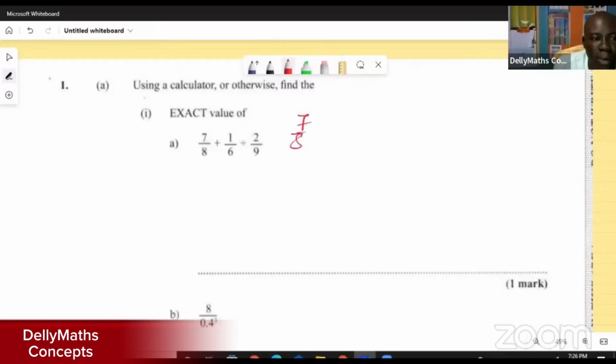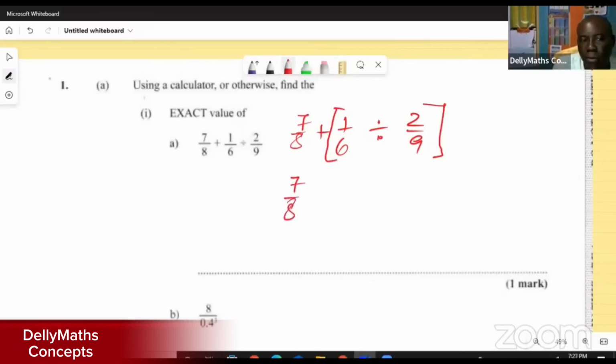So let me write what we have in bold. This is what is there. But we can't just go ahead and add first, because the order of operations has to be taken into consideration. So we're going to have to deal with the division part first. We're going to leave that 7 over 8 by itself and find out what this is first. All right, so let's deal with that division part first.